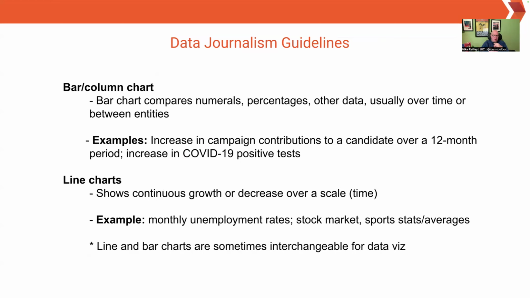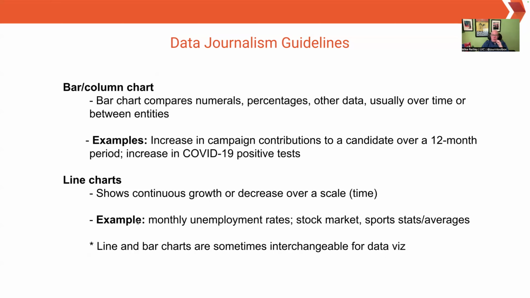A bar chart would show the number of rushing yards per game for DeAndre Swift or whoever. Dwayne Swift, I go, yes, it is, I messed up his name. The new Bears running back, whoever it is, they've redone their roster. Sports stats work really well showing averages over time. Line charts and bar charts are very good at that. Line charts and bar charts sometimes are interchangeable for data viz. Not always, but sometimes you can do either one.